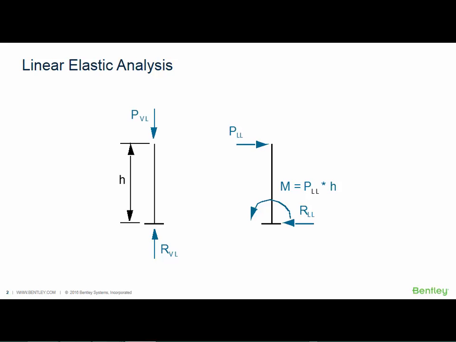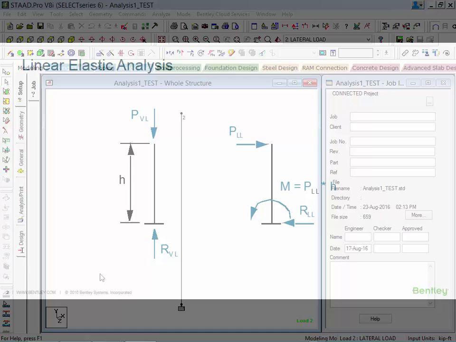Now that we've discussed all the different analysis options available in STAAD.Pro, let's go ahead and see the difference in the analysis results when we specify two different analysis commands for the same model. We're first going to start with a linear elastic analysis. In a linear elastic analysis, no secondary effects will be considered. When a vertical load and a lateral load are combined, the results for the vertical load case will be added to the results of the lateral load case.